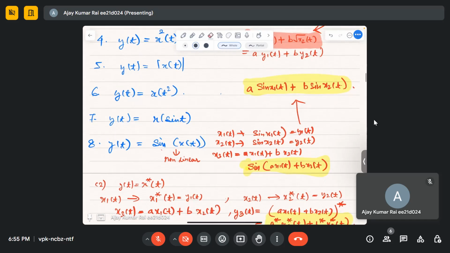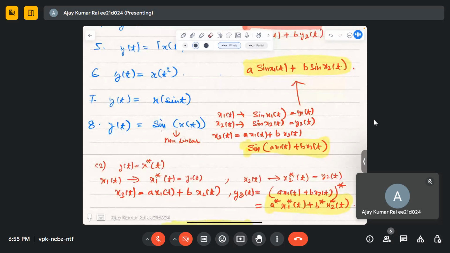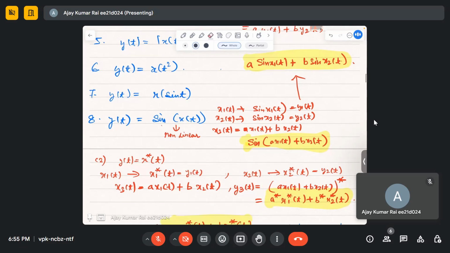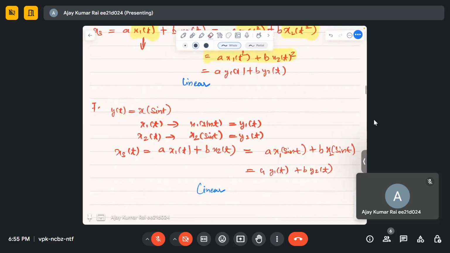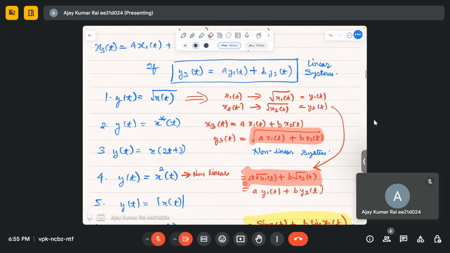And sixth one, you see, there is no operation on x. Again, 7, there is no operation on x. So that's why both are linear. Eighth one, because we have sine and the argument is x of t, that's why it's non-linear. Okay. So any doubt in this?